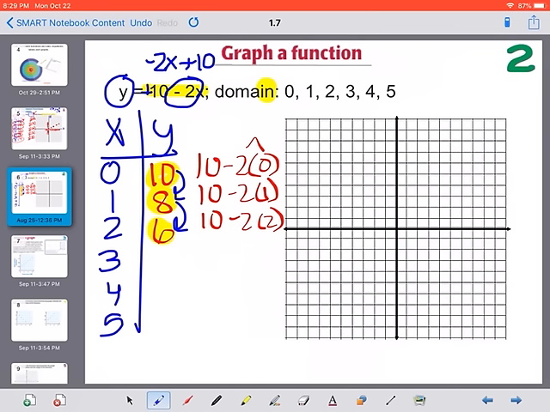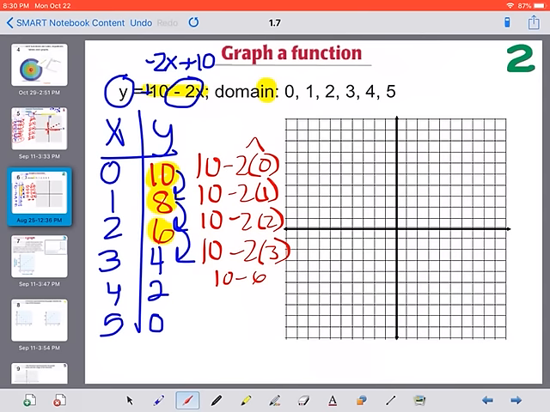This is a positive 10. So you could predict what would come next. If I subtract 2, I would get 4. Subtract 2, subtract 2. We can check to see if that works. If I plug in a 3, 2 times 3 is 6. 10 minus 6, yep, it's 4. So our pattern does work.